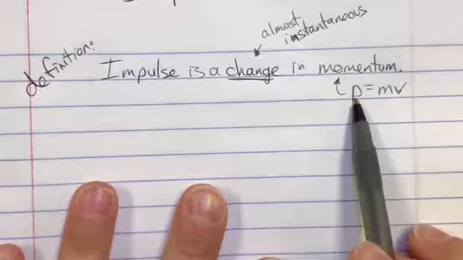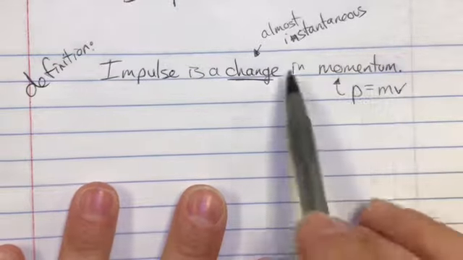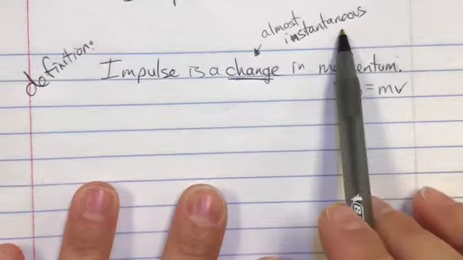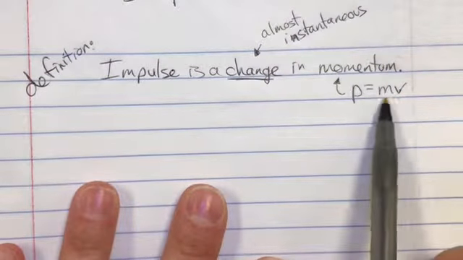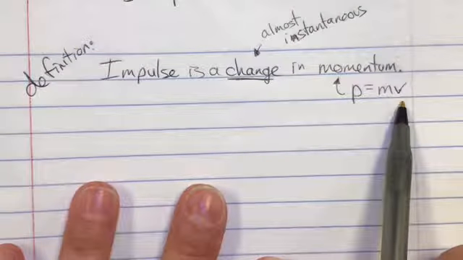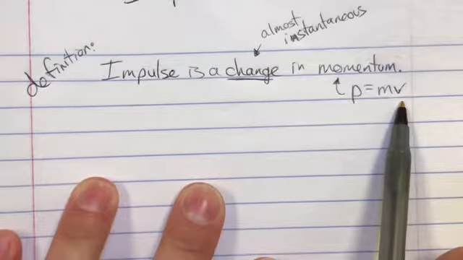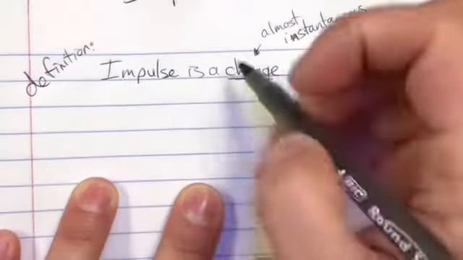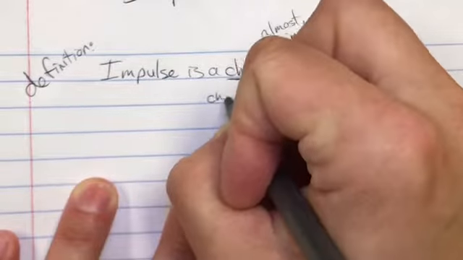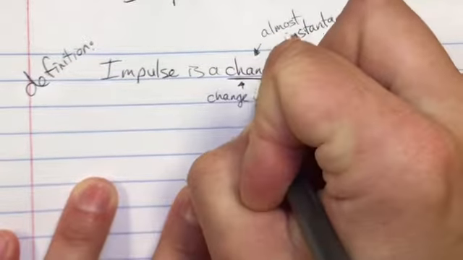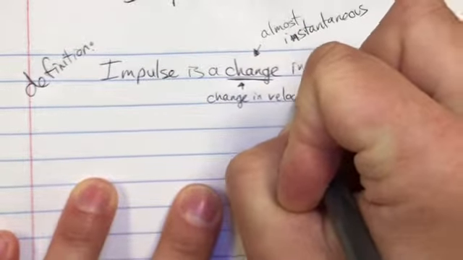Okay, so momentum is mass times velocity, and impulse is an almost instantaneous change in the momentum. What's most likely changing is the velocity, because mass is not something that changes very quickly. Okay? So, when we're talking about that change, we're talking about a change in the velocity.